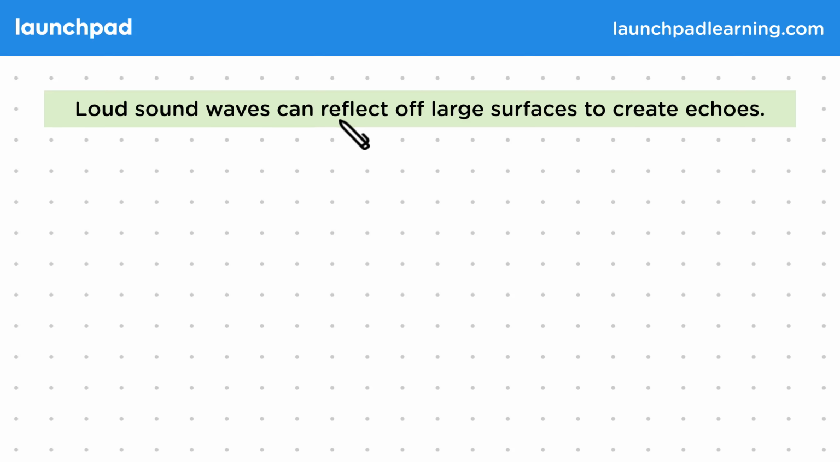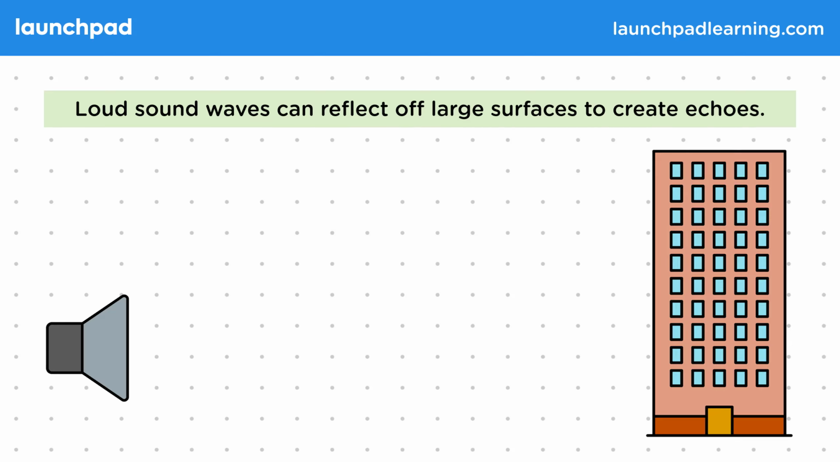Loud sound waves can reflect off large surfaces to create echoes. For example, we can create echoes by reflecting a sound off a large building, though we could also use cliffs, mountains, cave walls, and other large surfaces. What exactly is an echo, though?